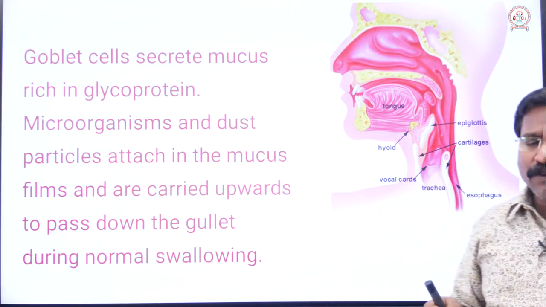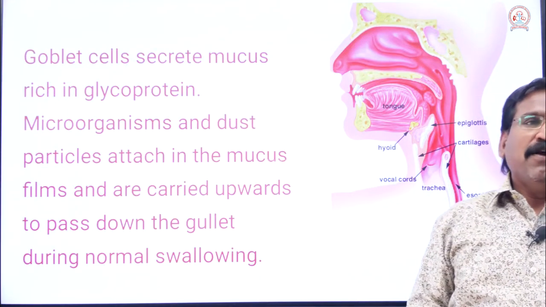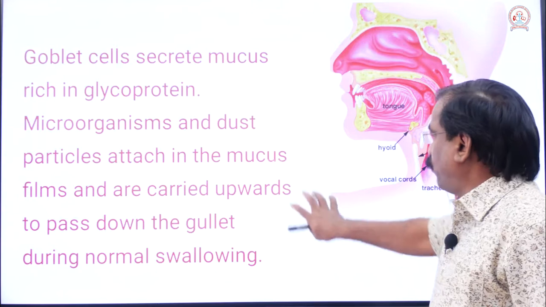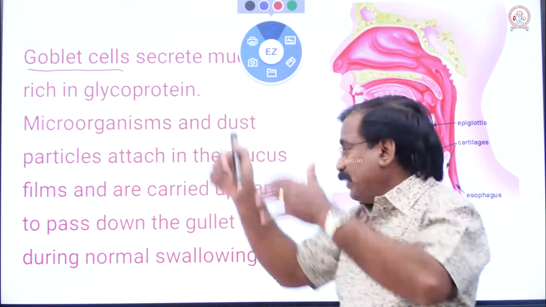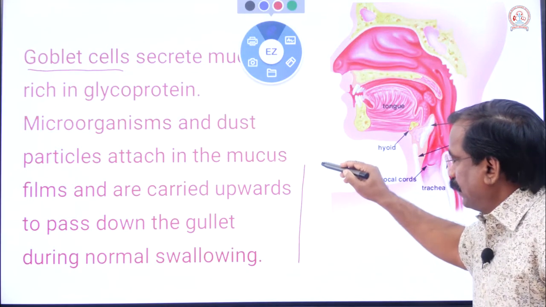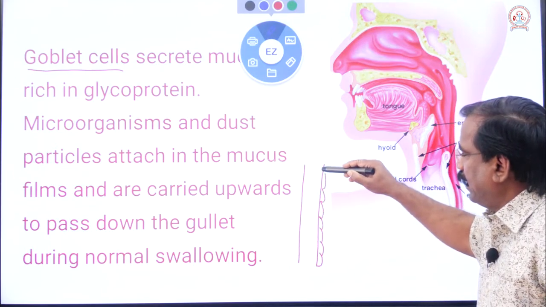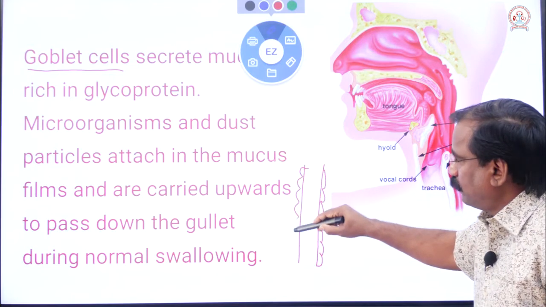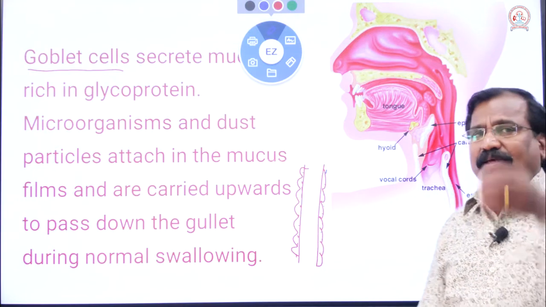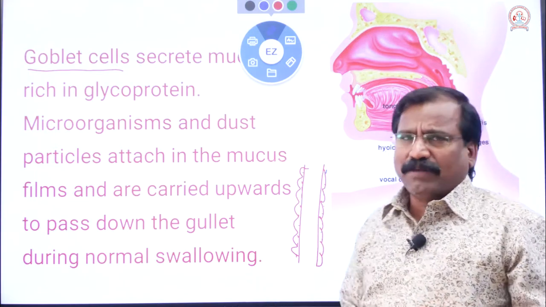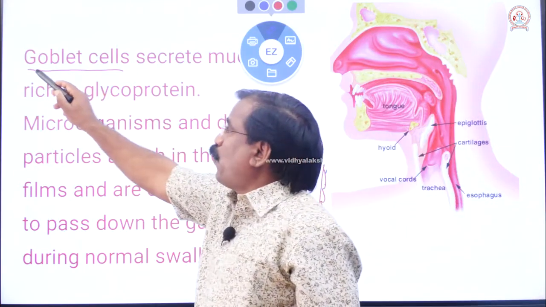And as you know, the passage is lined with mucus. Who secretes mucus? The goblet cells, this is important, the goblet cells secrete mucus. The trachea is made up of epithelial cells, an epithelial lining. The epithelial cells of the passage, trachea, bronchus and bronchioles, contain some special type of secretory cells that are called goblet cells.